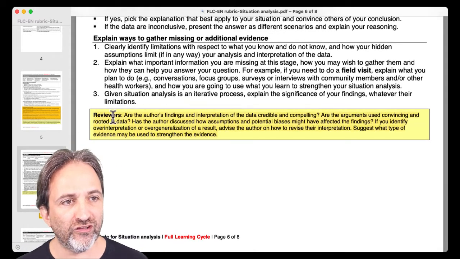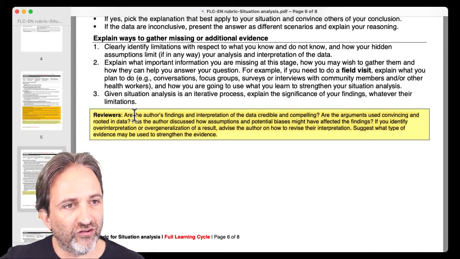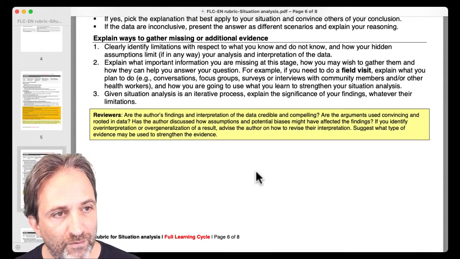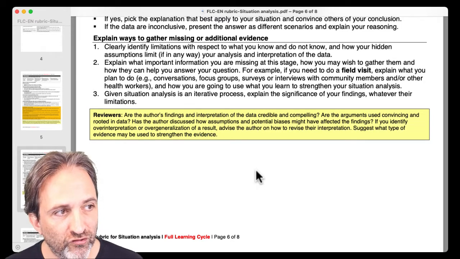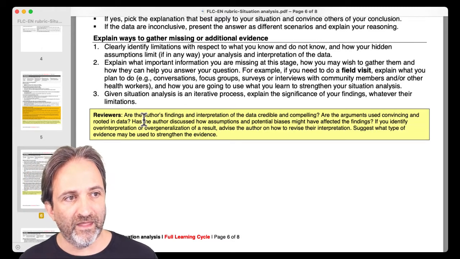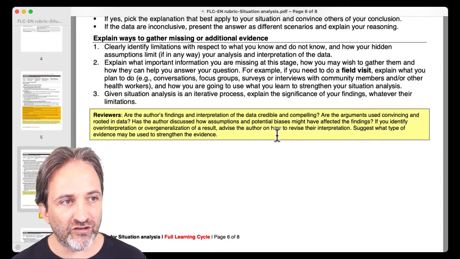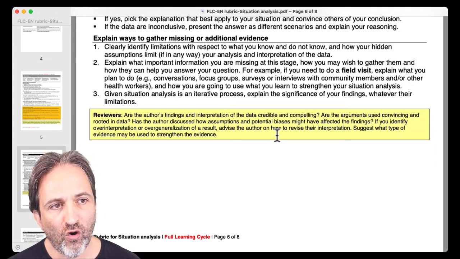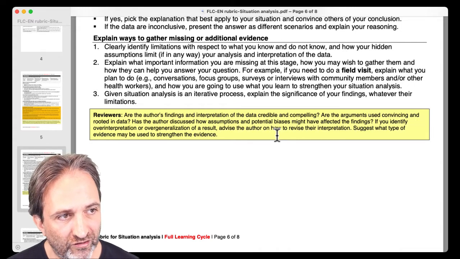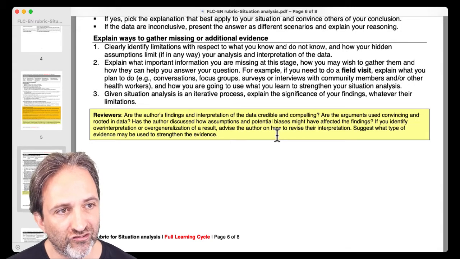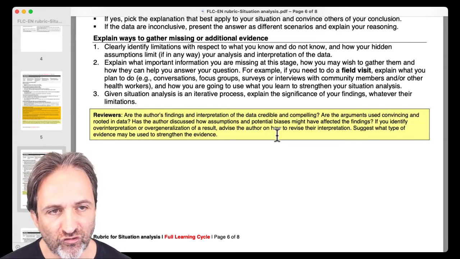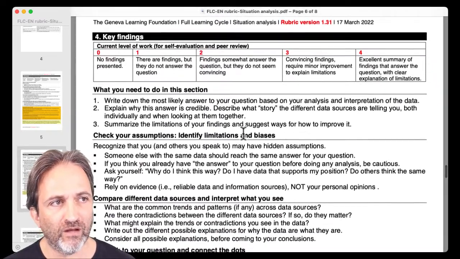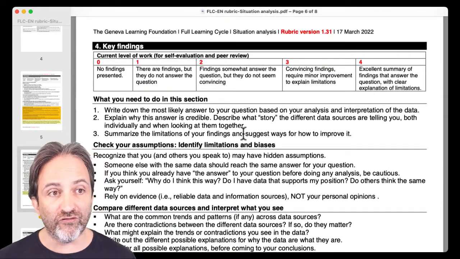Now, at the peer review stage, we'll have reviewers asking questions such as these. Are the author's findings and interpretation of the data credible and compelling? Are the arguments used convincing and rooted in data? Has the author discussed how assumptions and potential biases might have affected the findings? So if there is overinterpretation or overgeneralization, how can the author revise their interpretation, and what type of evidence might be used to strengthen the findings? So all of these considerations are things that your reviewers will consider.